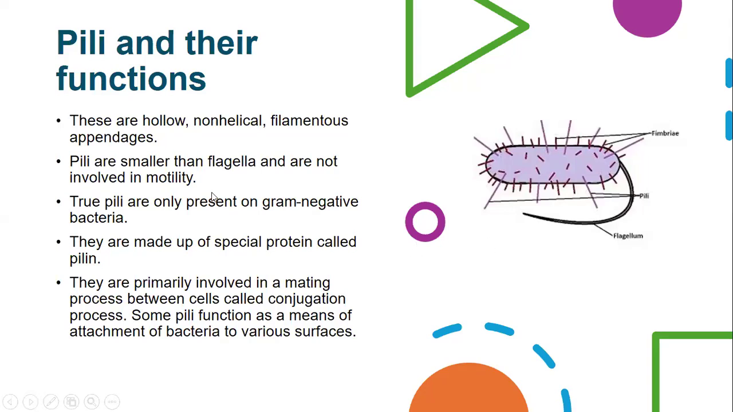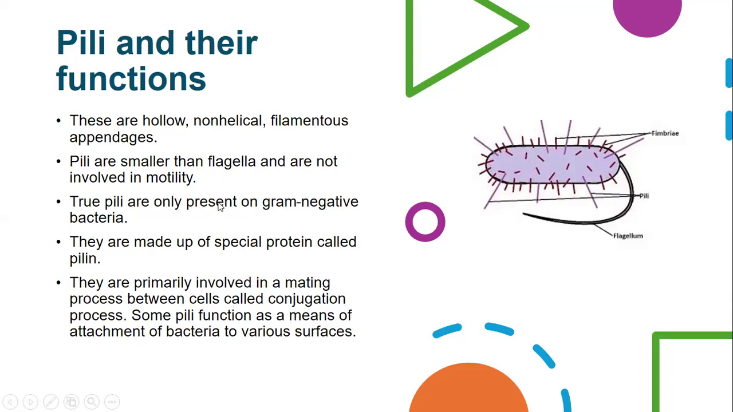The other structure is the pili and their functions. The pili are hollow, non-helical filamentous appendages, straight rod-like structures present outside of the bacterium. They are smaller than the flagella and are not involved in motility.